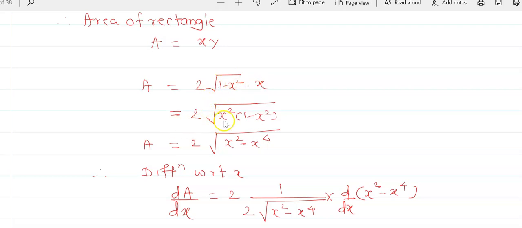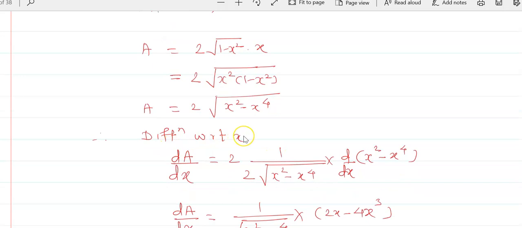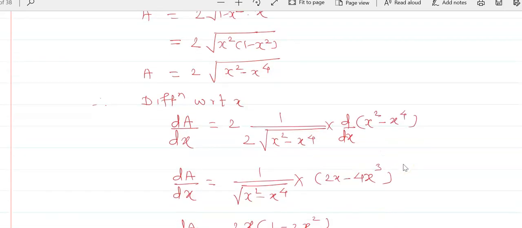That is, A is equal to 2x square root of (1 minus x square), so A is equal to 2 square root of (x square minus x raised to 4). Now differentiate this with respect to x. dA/dx is equal to 2 into 1 upon 2 times square root of (x square minus x raised to 4) into d/dx of (x square minus x raised to 4).